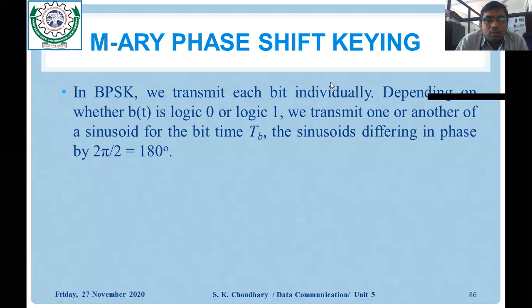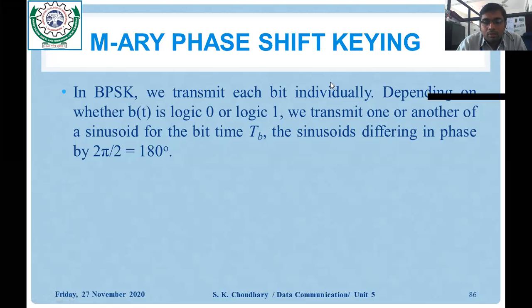Here, if we talk about MRE PSK, in BPSK we generally transmit each bit individually, depending upon whether the digital signal or polar NRZ signal is logic 0 or logic 1. We transmit one or another of the sinusoids for bit time TB. The sinusoids differ in phase by the amount of 2 pi upon 2, that is equal to 180 degrees with each other.